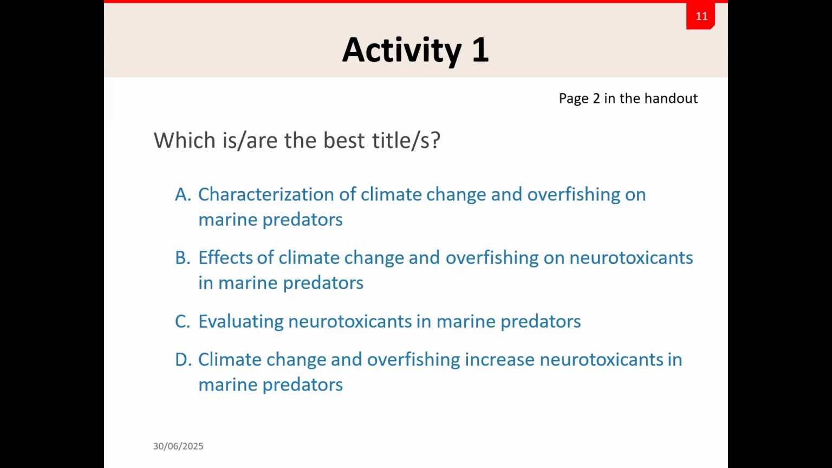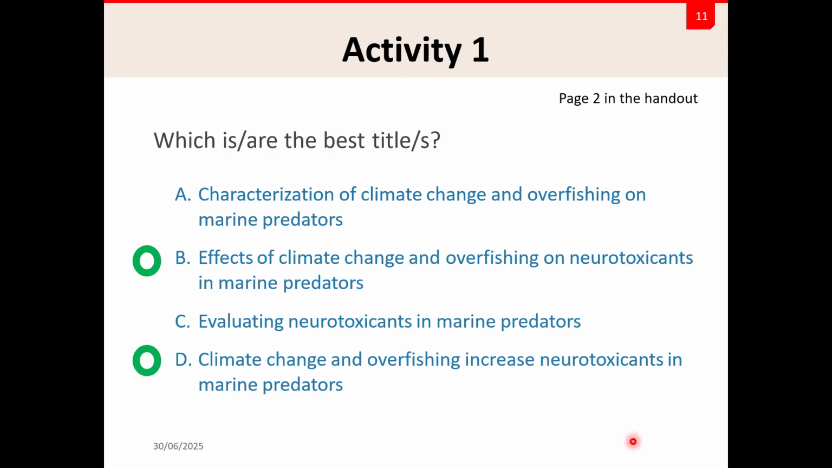Okay, so I still see only one answer, but time's up. I don't have time to wait. So yes, D is correct, and someone says B is correct. Yes, it is correct. B, okay. So it's good. B and D both are correct.